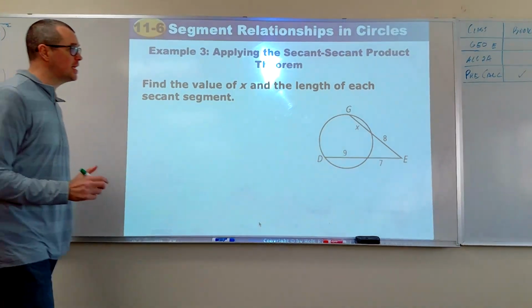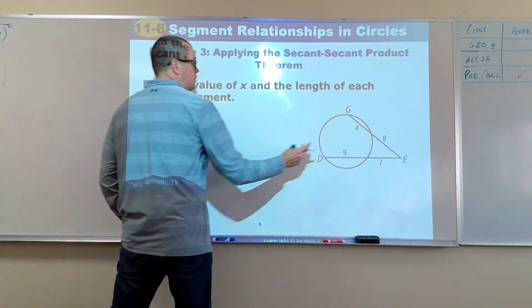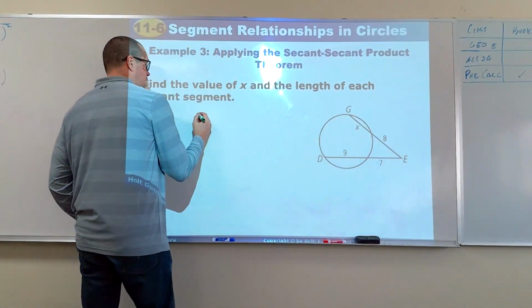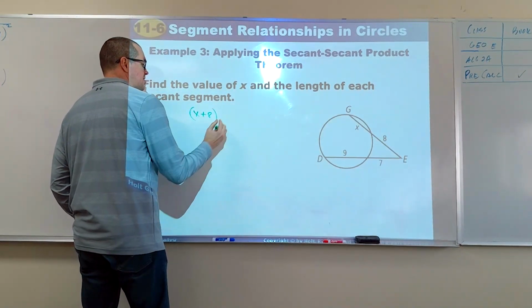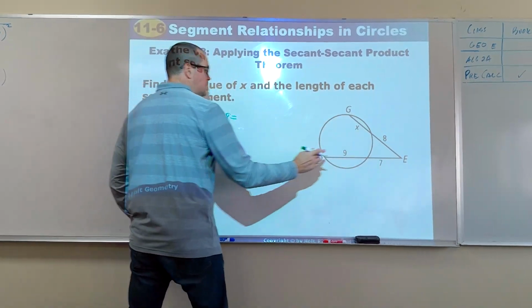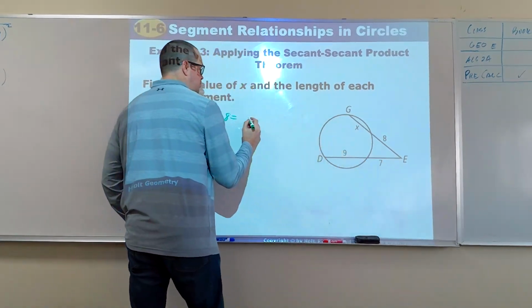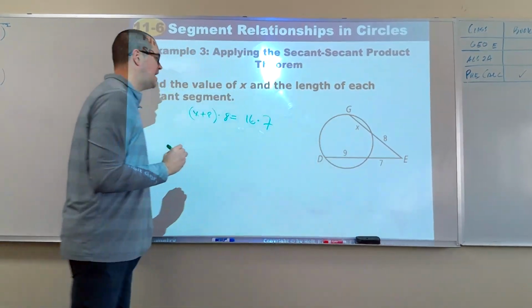Okay, so if I'm looking at this secant, I'm going to take the whole, x and 8. Be careful now, that is x plus 8. Put that in parentheses, times the outside, which is 8, equals the whole thing here, 9 plus 7 is 16, times the outside, which is 7.